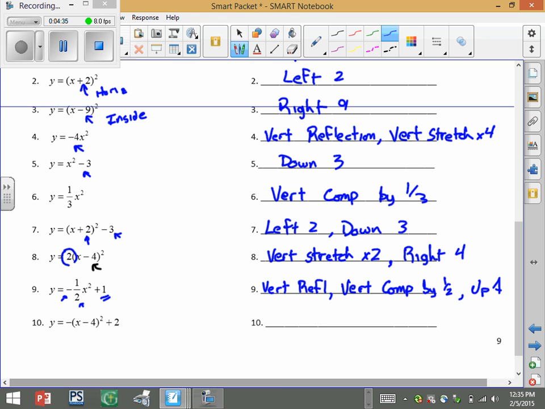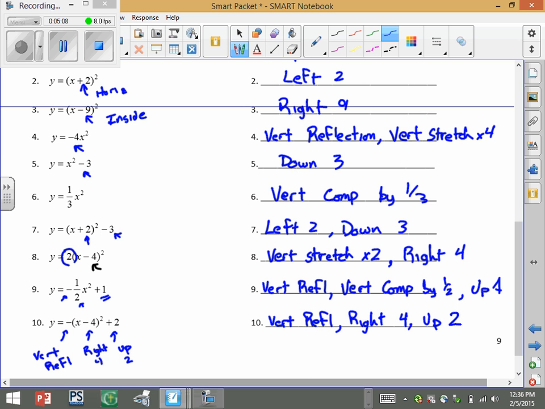And then 3 moves here. We've got the negative, we have the minus 4, we have the plus 2. Well, the 4 and the 2, those are both slides. That's going to slide it to the right 4 and up 2, but we need to reflect before we can get out of bed. So we have a vertical reflection because of the negative. That's a vertical reflection, followed by right 4, up 2.